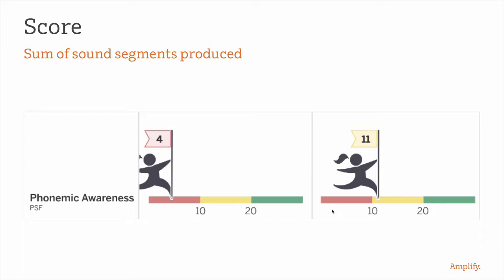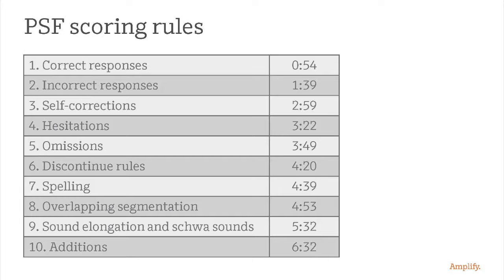M-Class automatically calculates the score based on how the assessor records student responses. These scoring rules address the common situations you are likely to encounter while administering this measure. Use the timestamp shown here to skip ahead to a scoring rule you are eager to learn about, or to review a rule in the future.